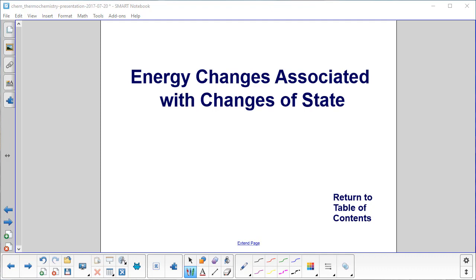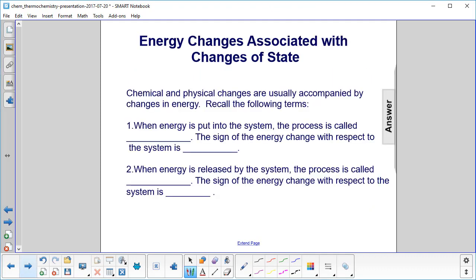Energy changes associated with changes in state. Chemical and physical changes are usually accompanied by changes in energy. Recall the following terms and go ahead and fill these in your notebook or in your head, and when you're ready, we'll pull the answers out to the right.